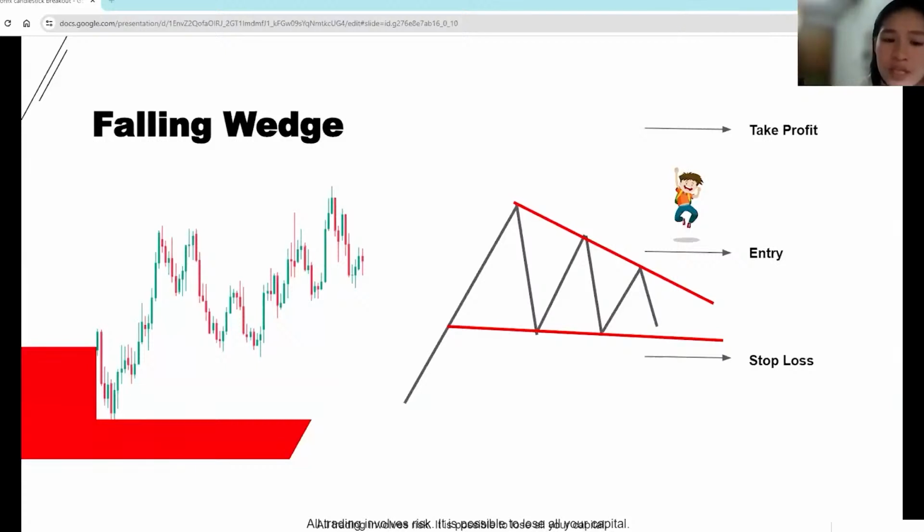So normally with an ascending triangle, traders will buy when the price breaks above that upper line. And in a descending formation or a falling wedge, like we see here, they wait for price to fall below that lower line here. Okay. Yeah, stop loss, take profit. We've already gone through that.